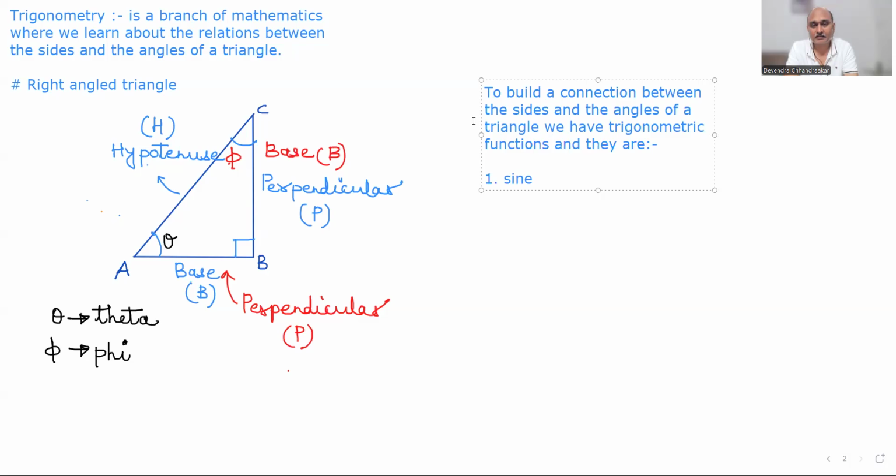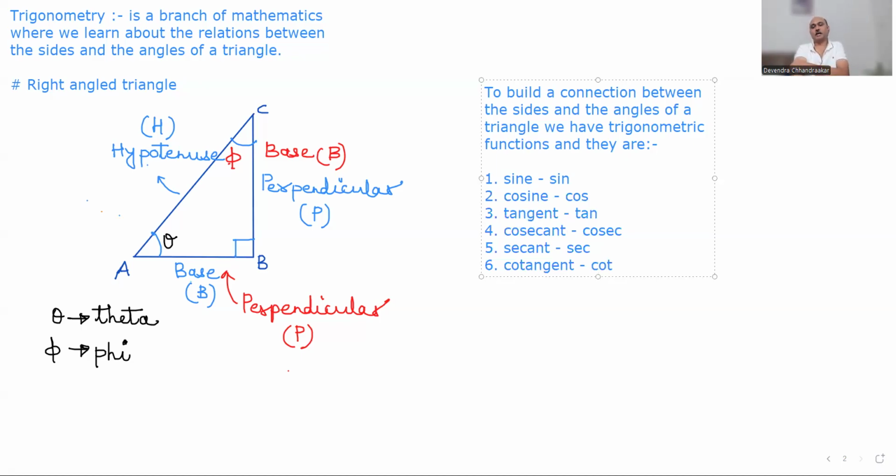The first one is sine, right? S-I-N-E. In short, we write it as sin. So don't pronounce it as sin or else you will commit one. It is sine, okay? Second is cosine. It's cos, in short. Third one is tangent. In short, it is tan. Fourth one is cosecant. In short, it is cosec. Fifth one is secant. In short, it is sec. And sixth one is cotangent. In short, it is cot.